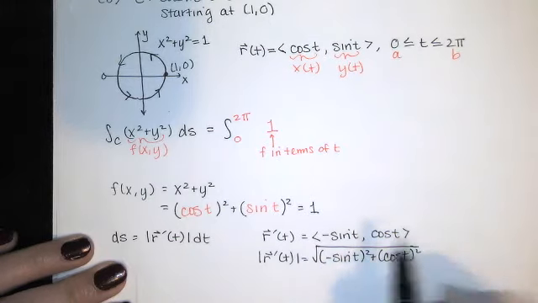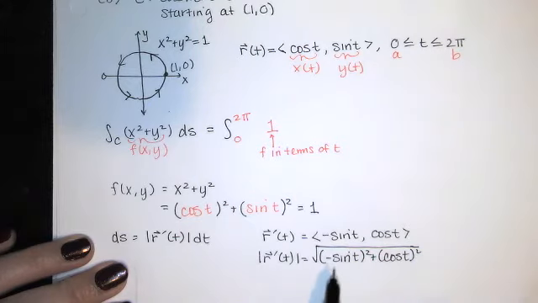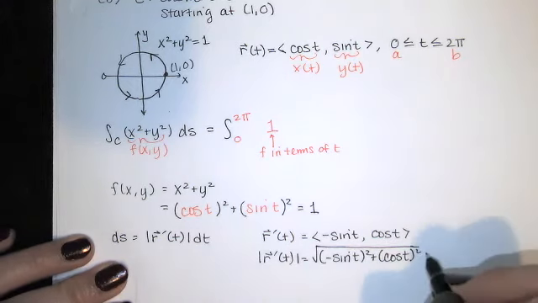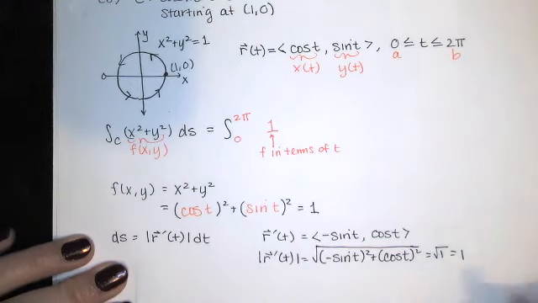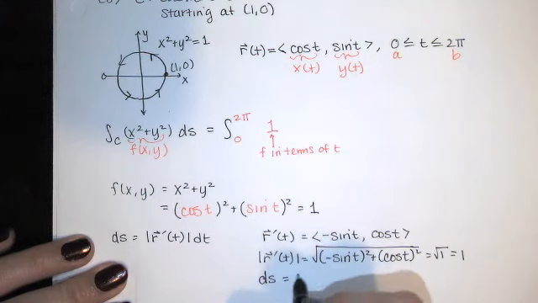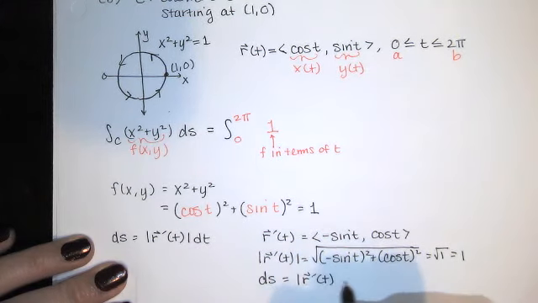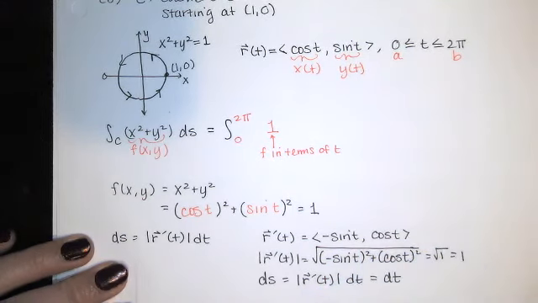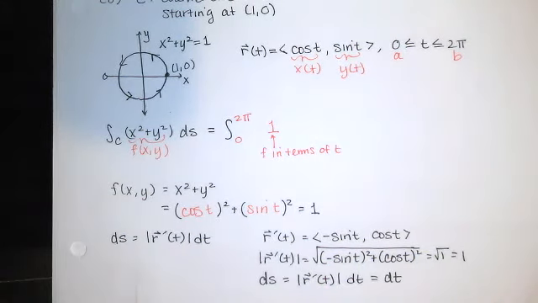I think we can see we've got sine squared plus cosine squared again. It's going to be a 1. And if you're wondering about that negative, remember negative times a negative is a positive. So the negative goes away when we square it. And we end up with the square root of 1, which is 1. So ds is the magnitude of r prime of t dt, but r prime is just 1. So ds and dt happen to be the same in this example.